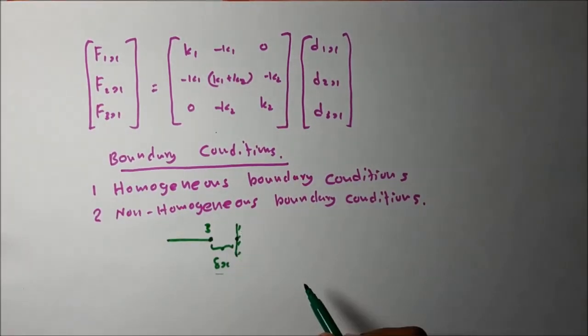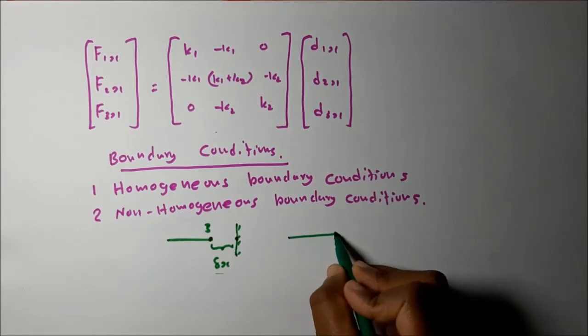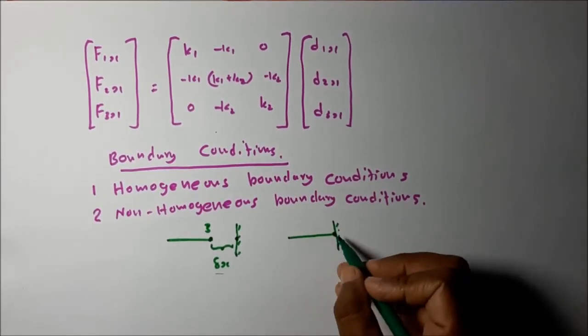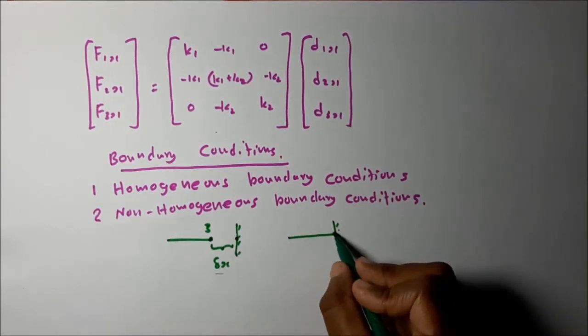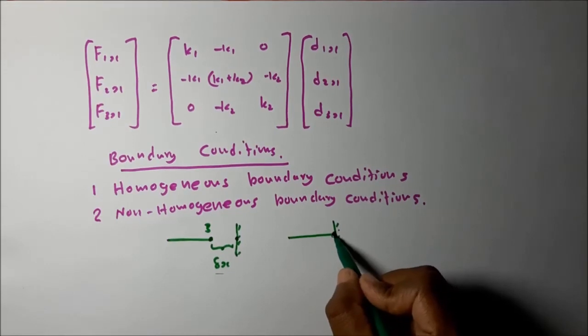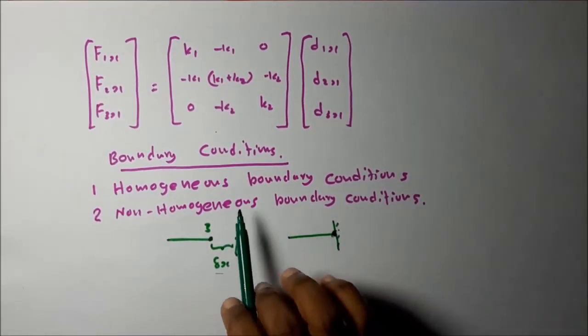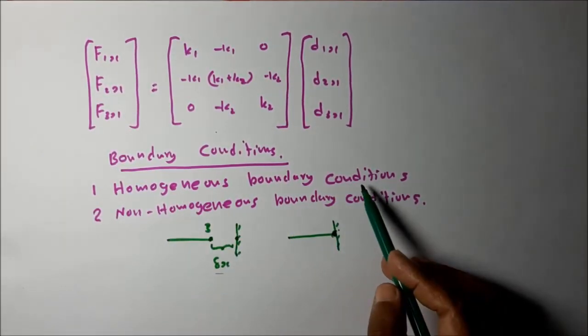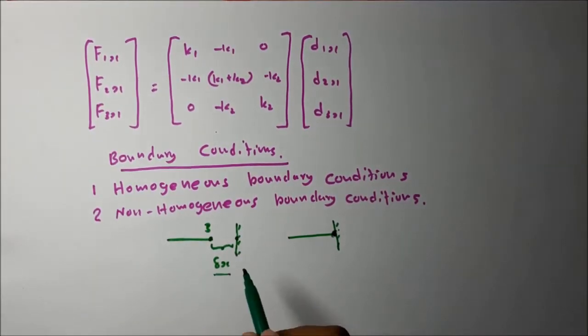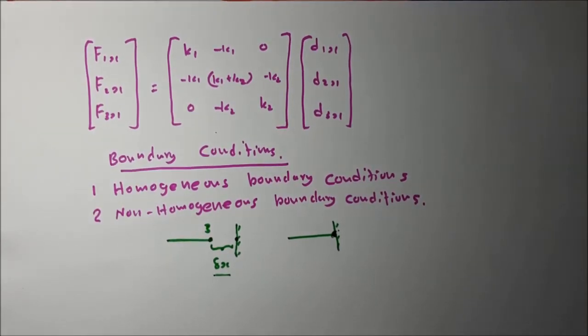But the homogeneous boundary conditions completely prevent the movement. At the boundaries, the displacement is completely prevented in the homogeneous boundary conditions. Non-homogeneous boundary conditions allow some displacement up to the settling point. This is the difference between these two.